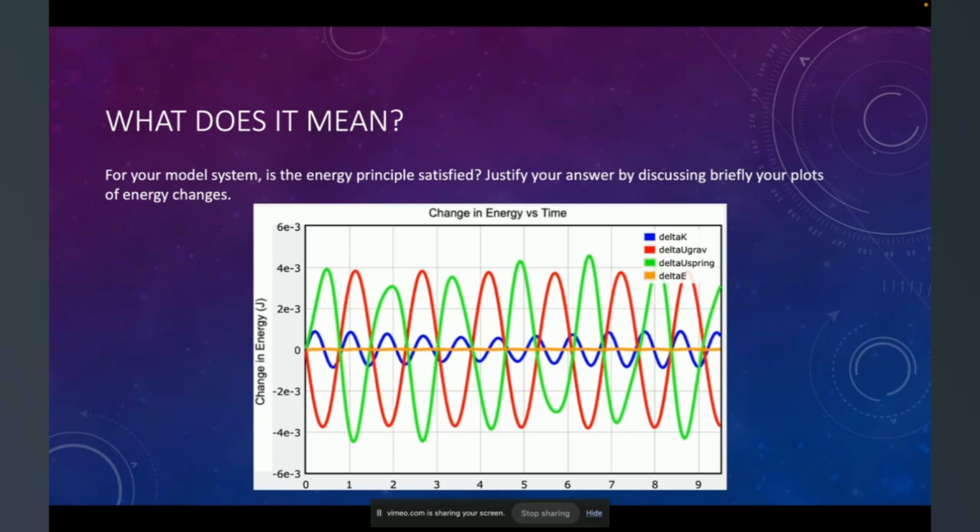So what does it mean? For this scenario, for your model system, is the energy principle satisfied? I answered by briefly discussing the plots of energy changes. We got this graph when we plugged it through the model, and it shows the different changes in energy throughout the time. However, one thing you can see is that at the 0 point on the y-axis, there is a delta E, which is almost always right at 0. So that means this spring-mass system satisfies the energy principle.